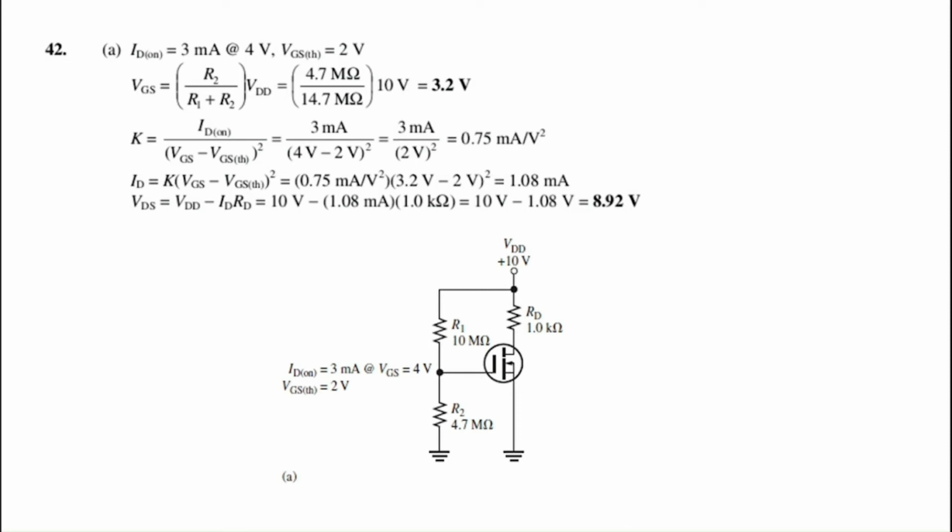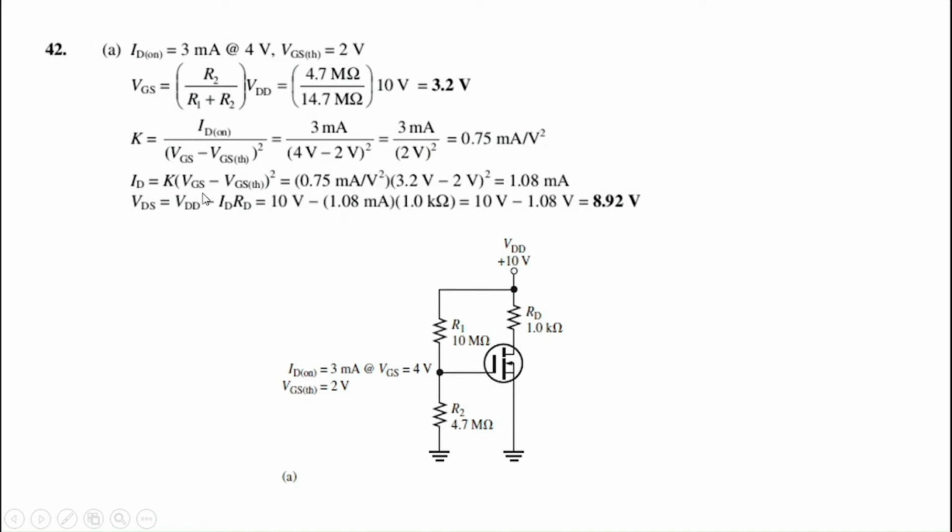So the K value remains constant for any given VGS value for a particular E-MOSFET. So using that particular K, we can actually determine our ID. We know our threshold voltage, and we know our gate voltage, so we can determine our ID. Our ID is equal to K into (VGS minus VGS threshold) squared, using the K value that we have calculated over here, that is 0.75 milliamps per volt squared.